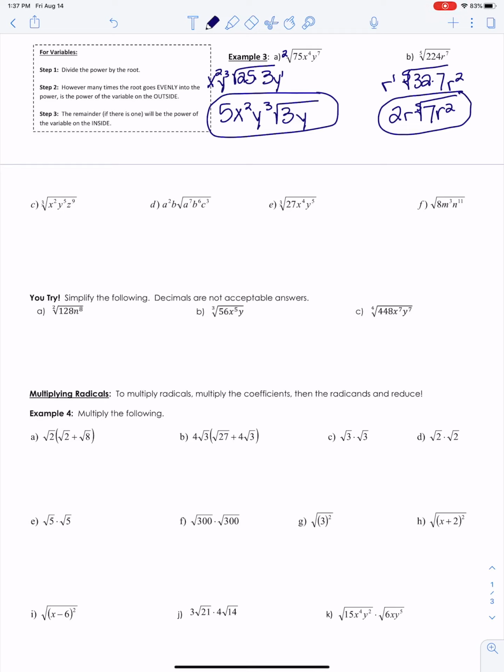Okay, so for example C, same thing. Now if we do our index into the power, 3 doesn't go into 2, so I can't do anything with the x. My index will not fit in my power. If the index is bigger than a power, you can't simplify it. All right, how many times does 3 go into 5? 3 goes into 5 one time with 2 left over.